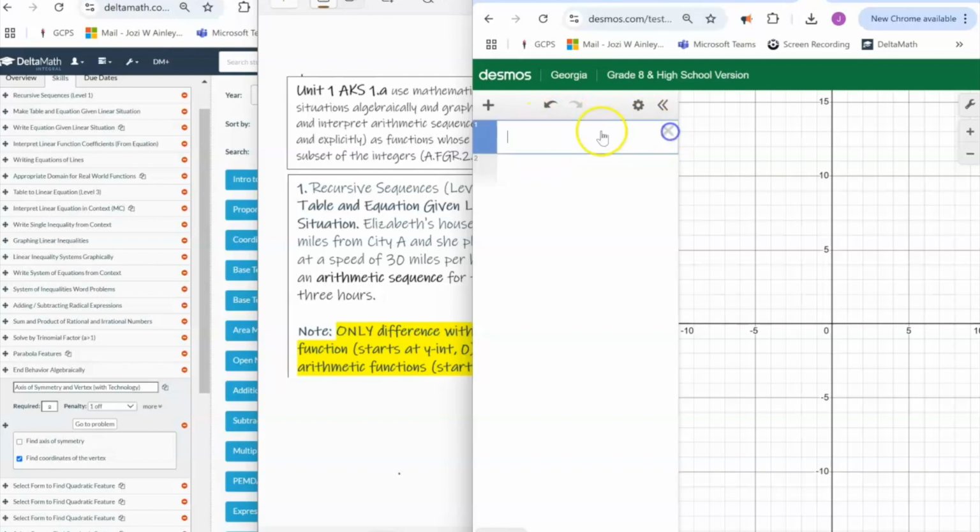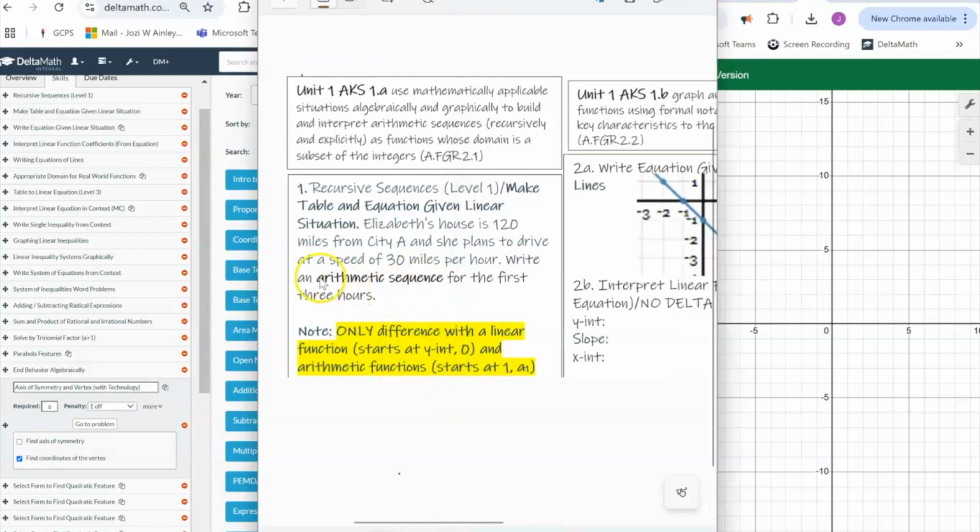And actually, we're going to do this as a table. So let me make a table real quick. All right, so she would start at 0 is 120. This will be a linear, but this is not a linear equation that we're being asked to do.